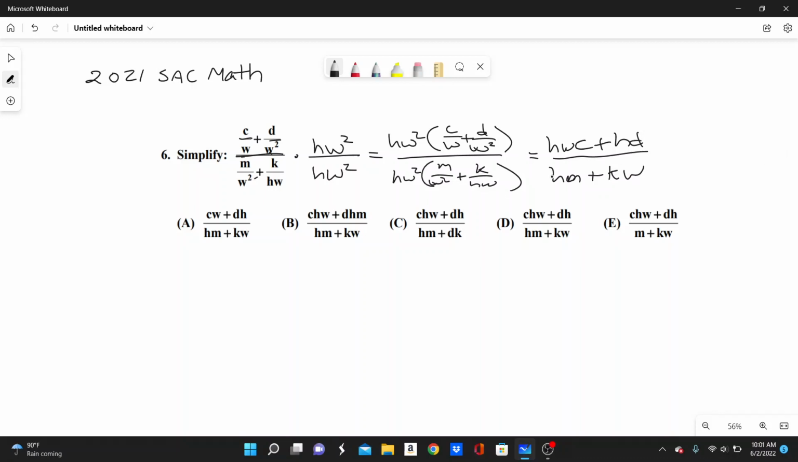Now we just have to look for which of our answer choices work, because as you know, multiplication is commutative, so it might be flipped around a little bit. So it looks like, on first glance, that it's going to be answer choice D. Let's see, we have chw, hd, yes, hm, kw. Yeah, so we're going to have answer choice D.